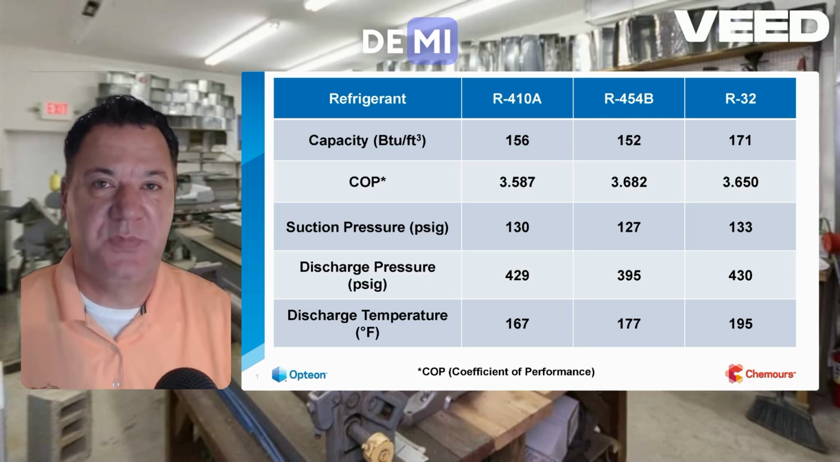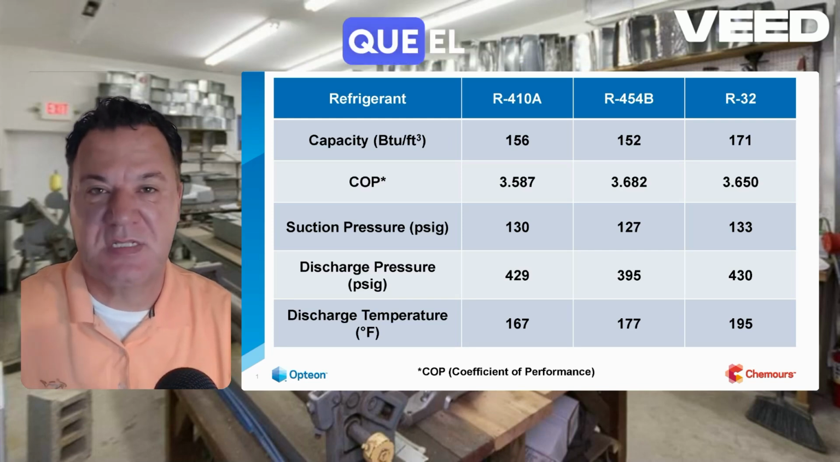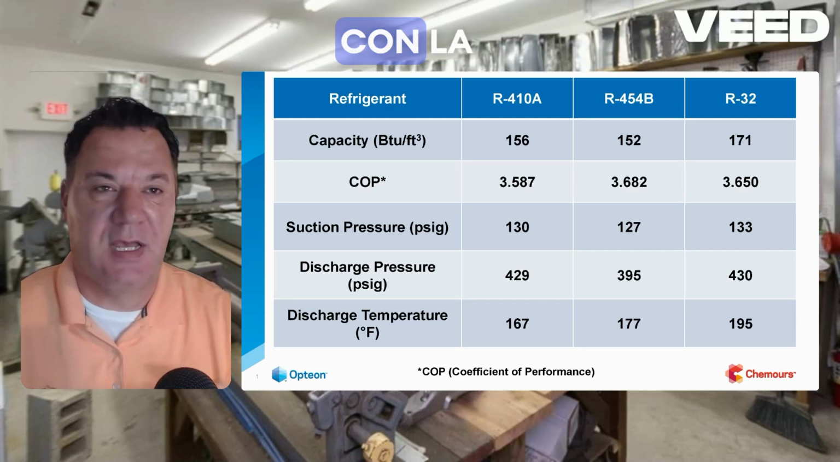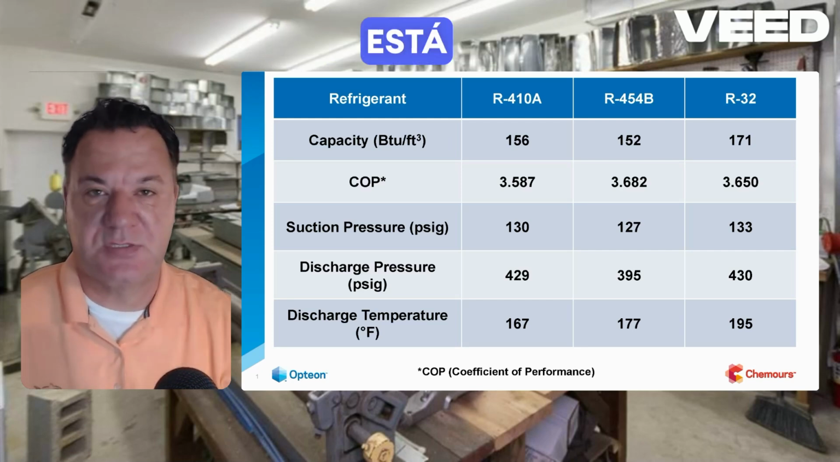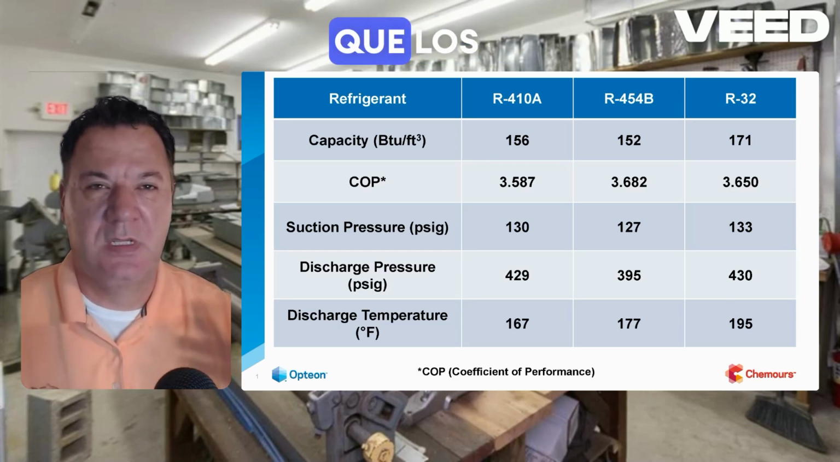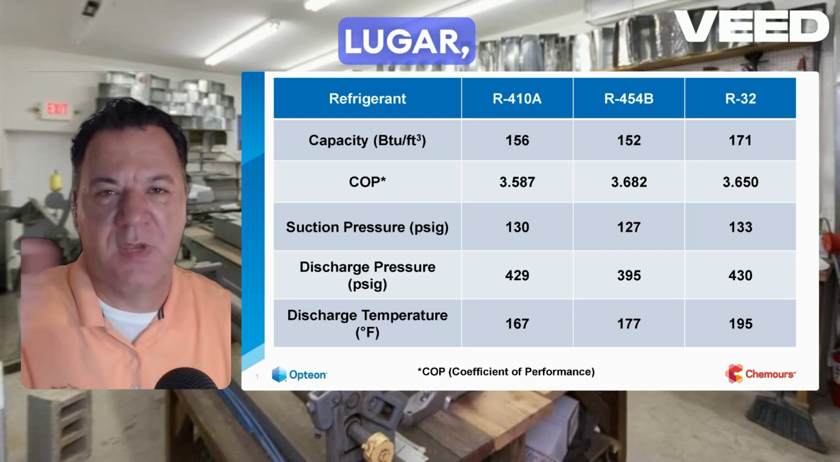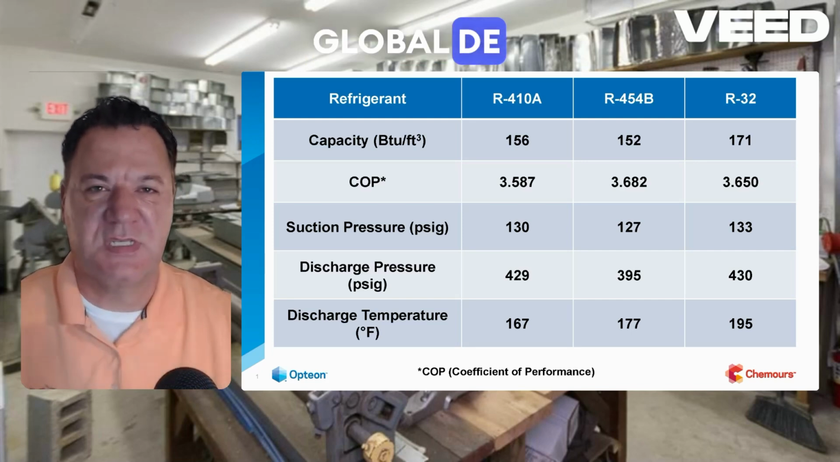So COP, from my definition of this, the Don Gillis definition, if you will, is how much capacity the evaporator is putting out compared to how much energy the compressor is using. That's simply put. Okay, that's what it really means, and this is what the designers of any system look at first and foremost. Okay, the overall efficiency of the system.